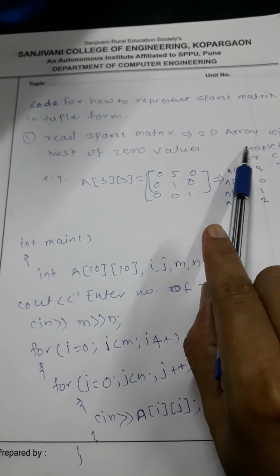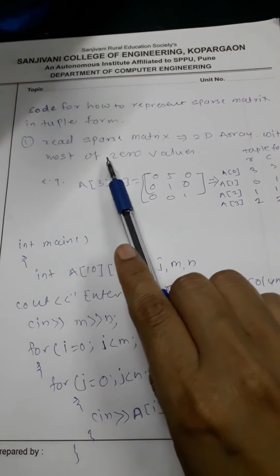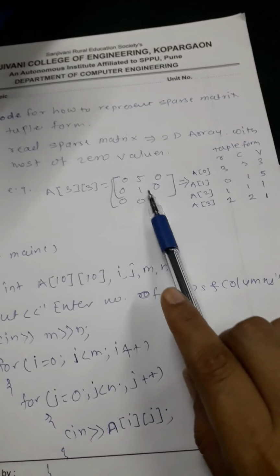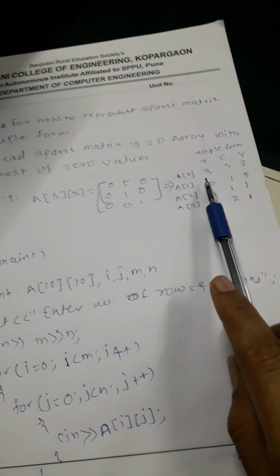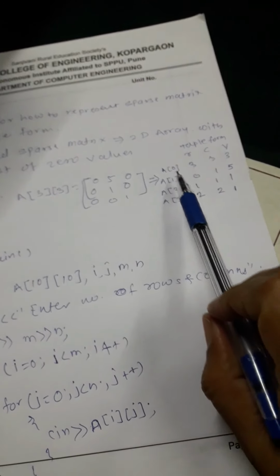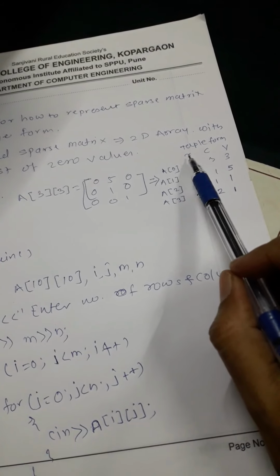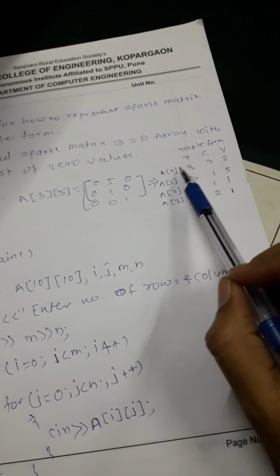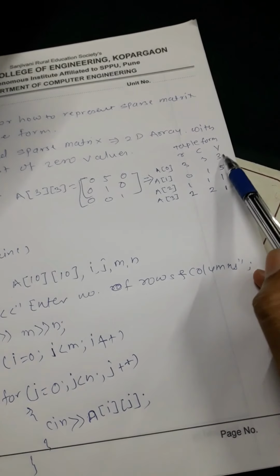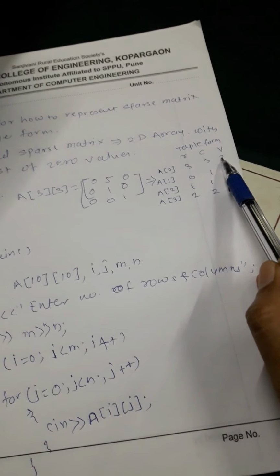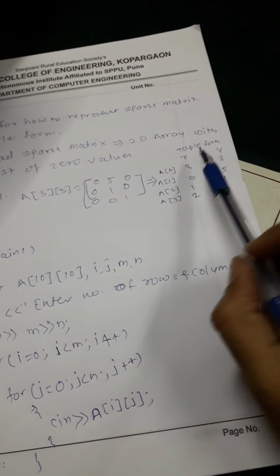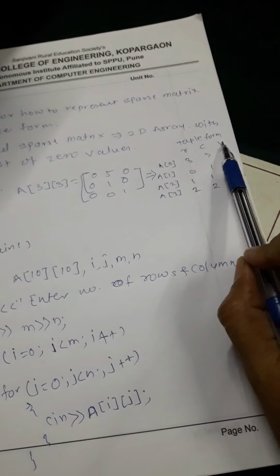The sparse matrix is nothing but a two-dimensional array which contains most of its values as zero. For example, this is a sparse matrix, and this is the representation of this matrix in the form of a tuple. In this tuple form, the structure is fixed where every entry contains three values, that is row, column, and value. These three columns are fixed, but the number of rows depends on how many non-zero values are in that matrix. So these rows are not fixed; only the columns are fixed.